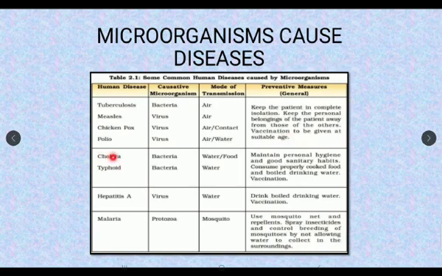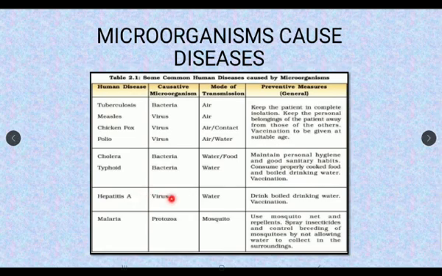Next disease is cholera. Causative microorganism is bacteria and it is transmitted through water and food. Typhoid. Causative agent bacteria. Mode of transmission is through water. General preventive measures: maintain personal hygiene and good sanitary habits. Consume properly cooked food and boiled drinking water. Vaccination is required.